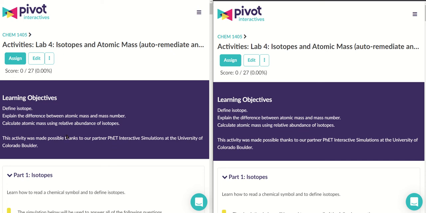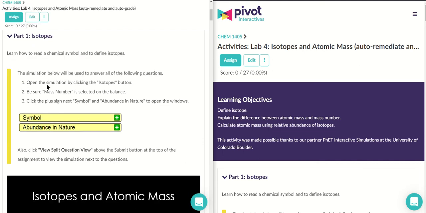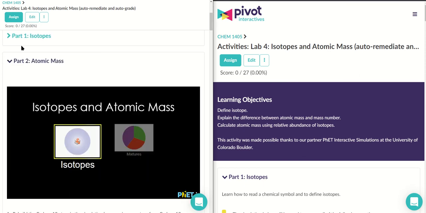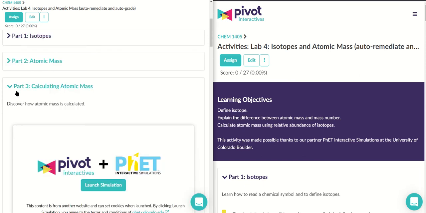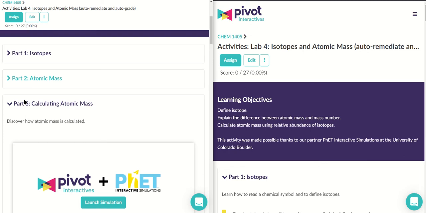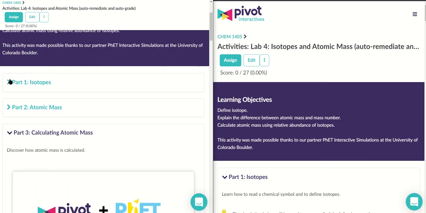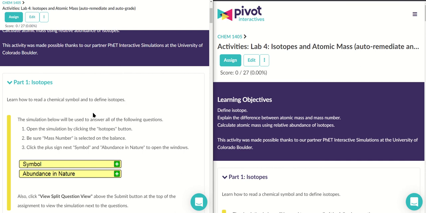So the purpose of this lab, we are defining what isotopes are. We are going to learn a little bit more about atomic mass and mass number and explore how each are affected by each other. And we will calculate atomic mass using relative abundance of isotopes. So the first part is about isotopes, part 1, then part 2 atomic mass, and then part 3, finally you are calculating atomic mass. So it leads there, one part at a time. Always take it one part at a time.